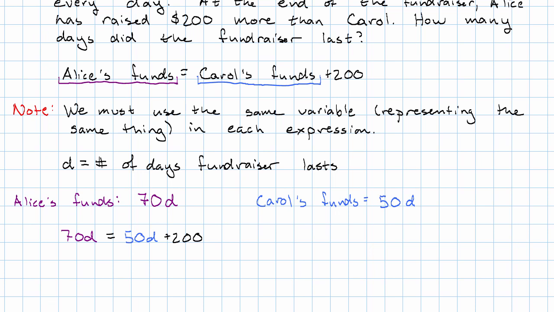We can now solve. Get rid of the 50D on the right. And we get 20D equals 200. Get rid of the coefficient 20 by dividing. And we get D equals 10.